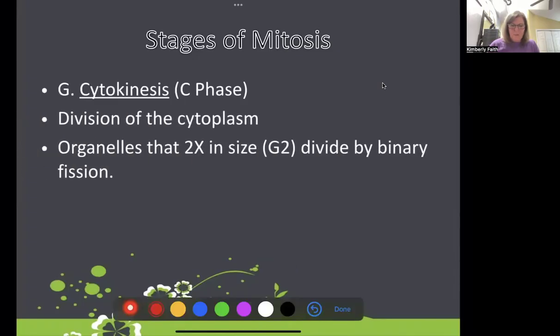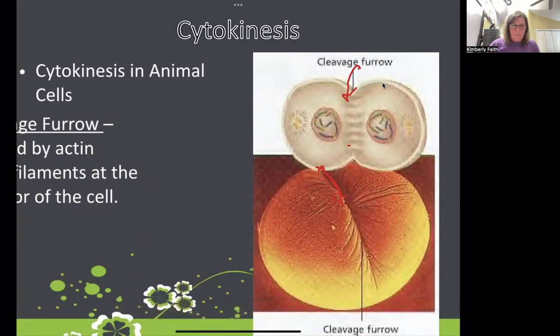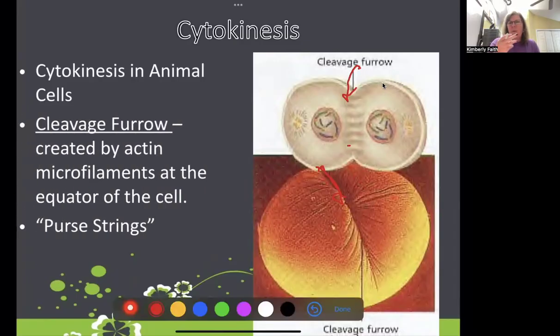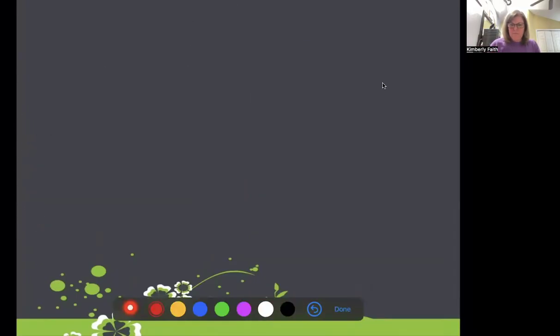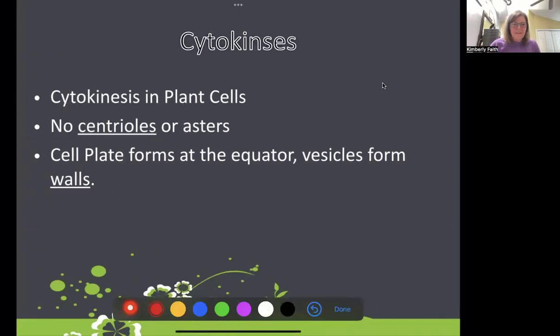Eventually, like I said, those purse strings will pull those two cells apart. Cytokinesis in plants is a little bit different.